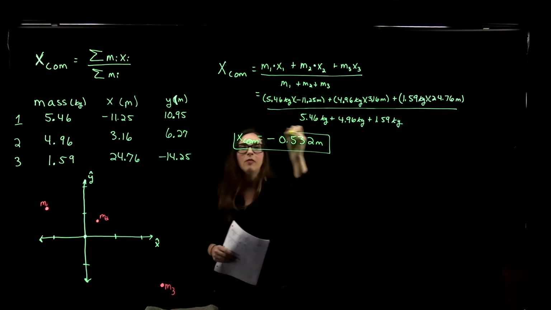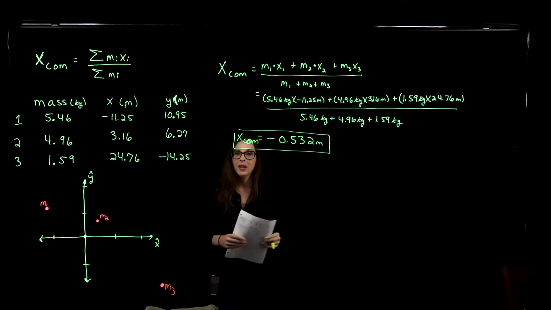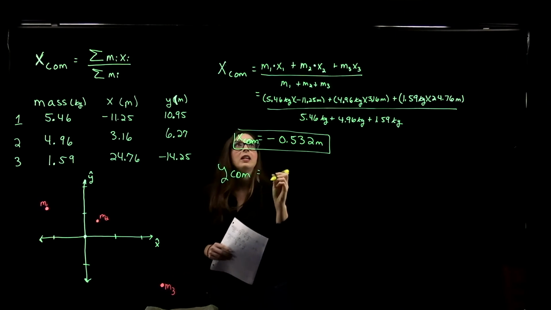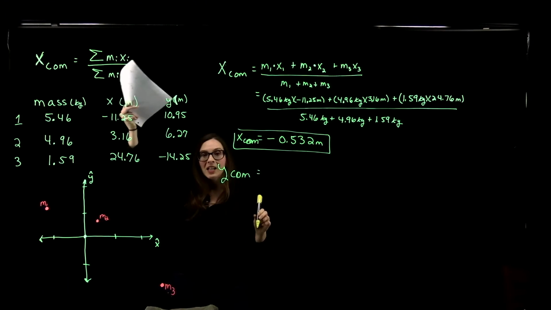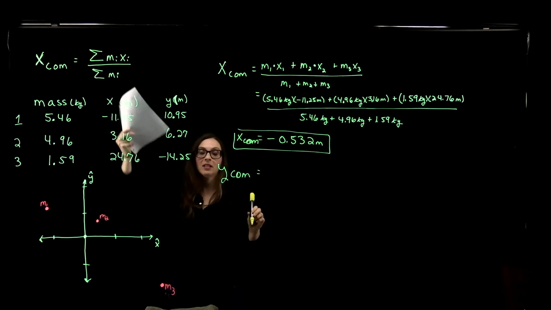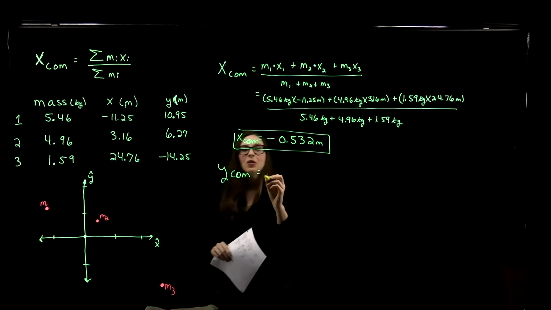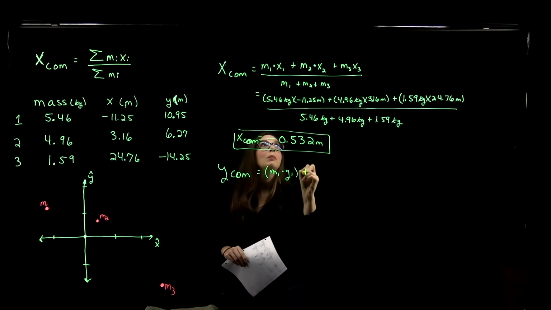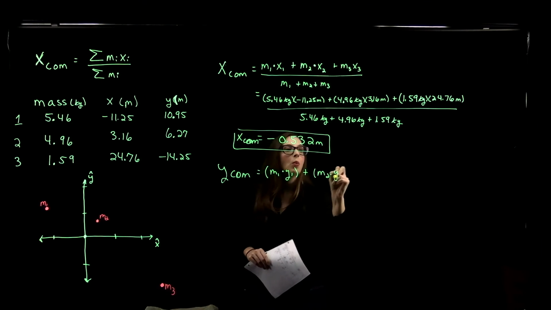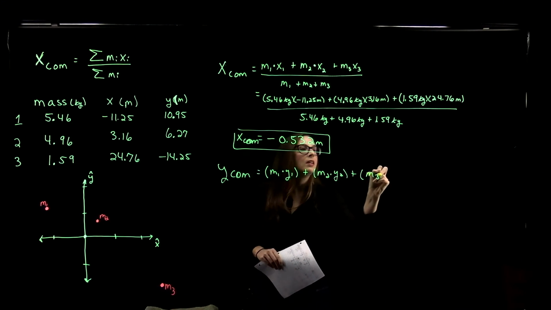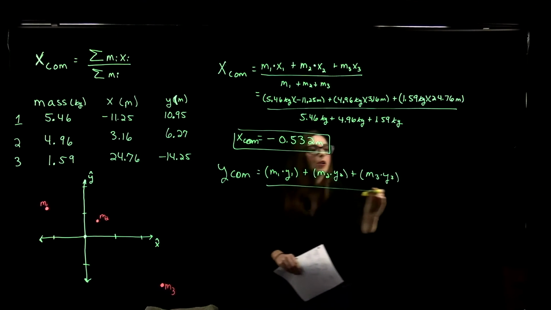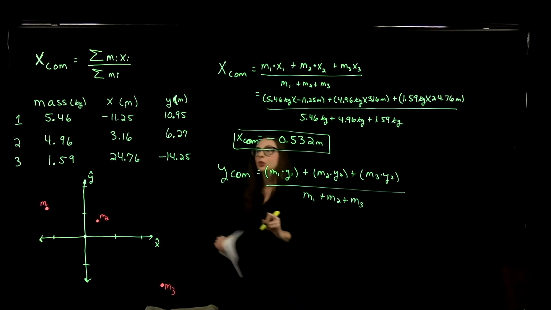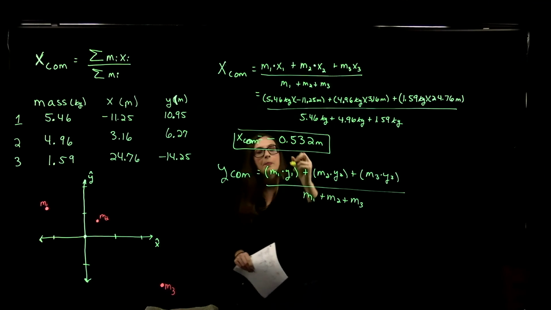I abbreviate center of mass with COM. And now for the y dimension, we just take this equation. Y center of mass is equal to the sum of the masses times their position along the y-axis divided by the sum of the masses. Okay, so then we have m1 times y1 plus m2 times y2 plus m3 times y3 all over the sum of those masses, m1 plus m2 plus m3.